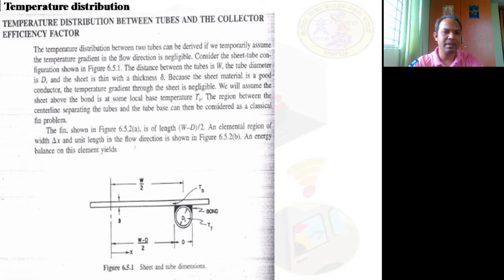The region between the center line separating the tubes and the tube base can be considered as a classical fin problem. Fins, as I guess I have told you once, are nothing but added surface area, something like this. We are just adding a number of tubes like this. One tube, one, two tubes.